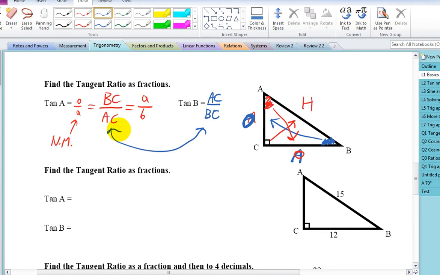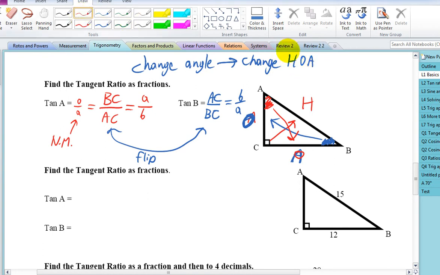Do you guys see anything here between these two answers? Yeah. When you're dealing with tangent and you change your angle, what happens to your fractions? They flip. So, without even labeling it, what would be the second fraction for the lowercase letters? B over A, because it would flip as well. Okay? So if you change your angle, you change your HOA. That's an important thing to know today. Change angle, change HOA. Let's write that down. Change angle, arrow, change HOA. And what you can do is just even underline O and A, double underline it. Because those are the only ones that change. Your hypotenuse never does. Okay?